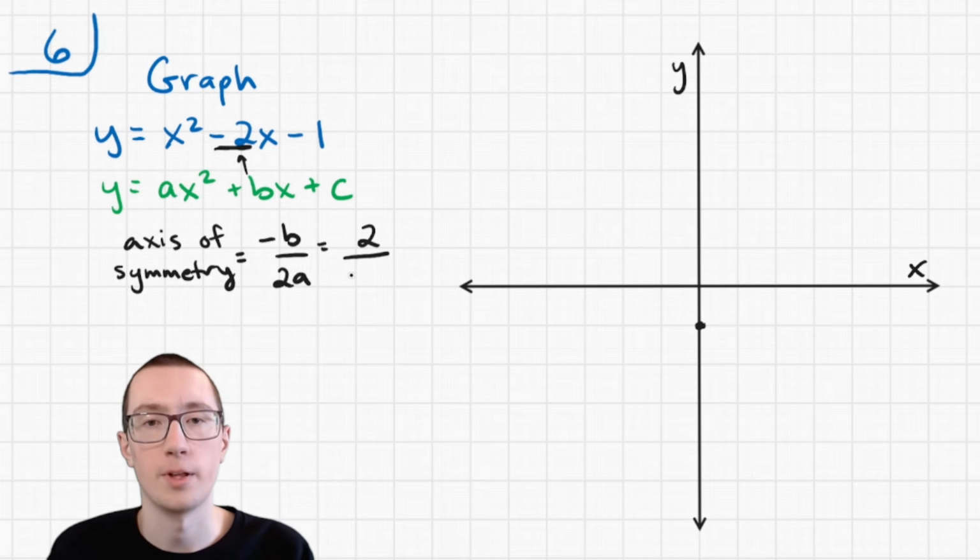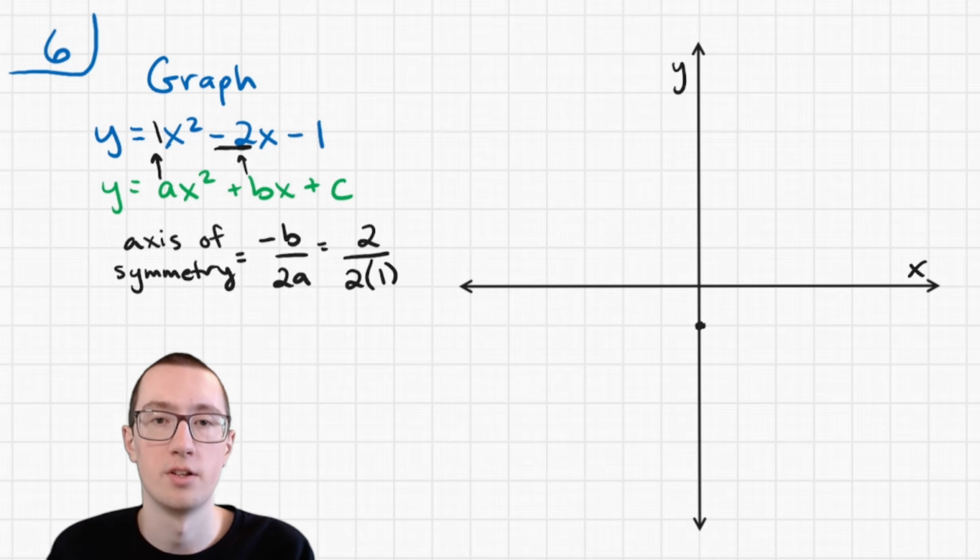And then 2a, well, that's 2 times what's a? Well, a is, there's nothing there. Well, remember, if you don't have a number in front of a letter, that just means it's 1. So a is 1. And 2 times 1 is 2. So we have 2 divided by 2, which is 1.